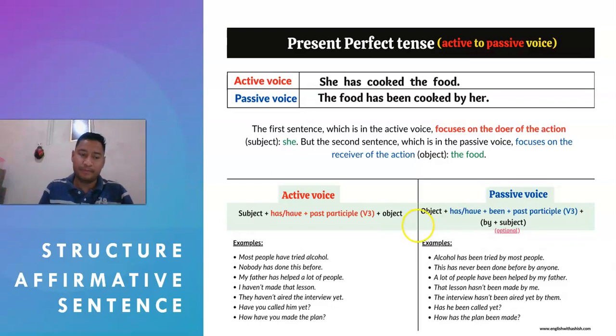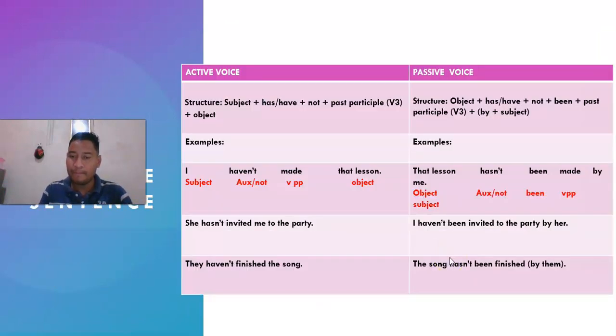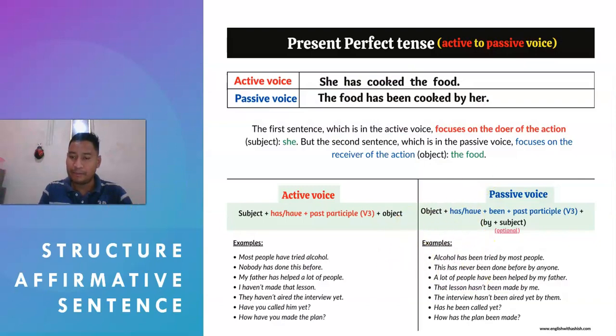We can observe that in the active voice, the subject is the one who initiates the sentence. In the passive voice, it is the object. Okay. In addition, the agent that carries out the action in the passive voice is optional. In this case, by plus subject is optional. Okay.